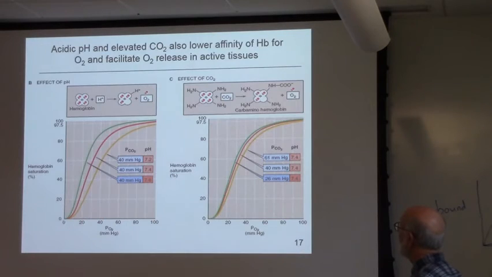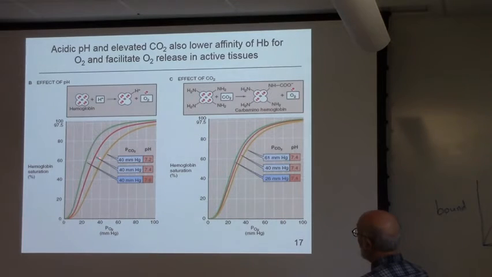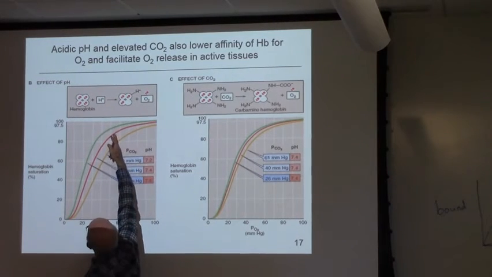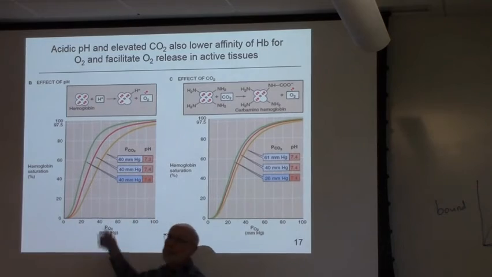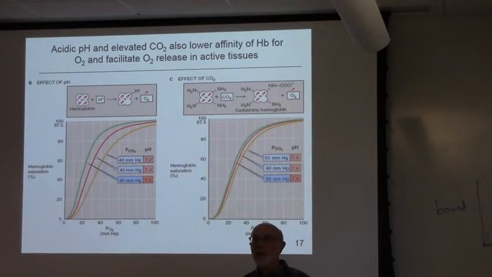And it's not the only thing that does it. Here, let's look at this one. Here's normal PCO2. Oh, sorry, this is all CO2. Here's normal pH, and here the yellow is acid pH. When we move from here to here, acid assists in the unloading of oxygen from hemoglobin.